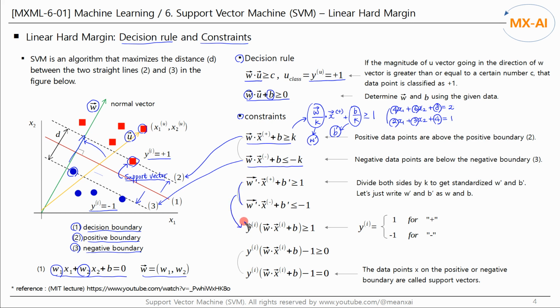When y is positive 1, it becomes the above equation. And when y is negative 1, it becomes the below equation. This equation can be written as below. And the support vectors x satisfy this equation because they lie on the positive or negative boundary.